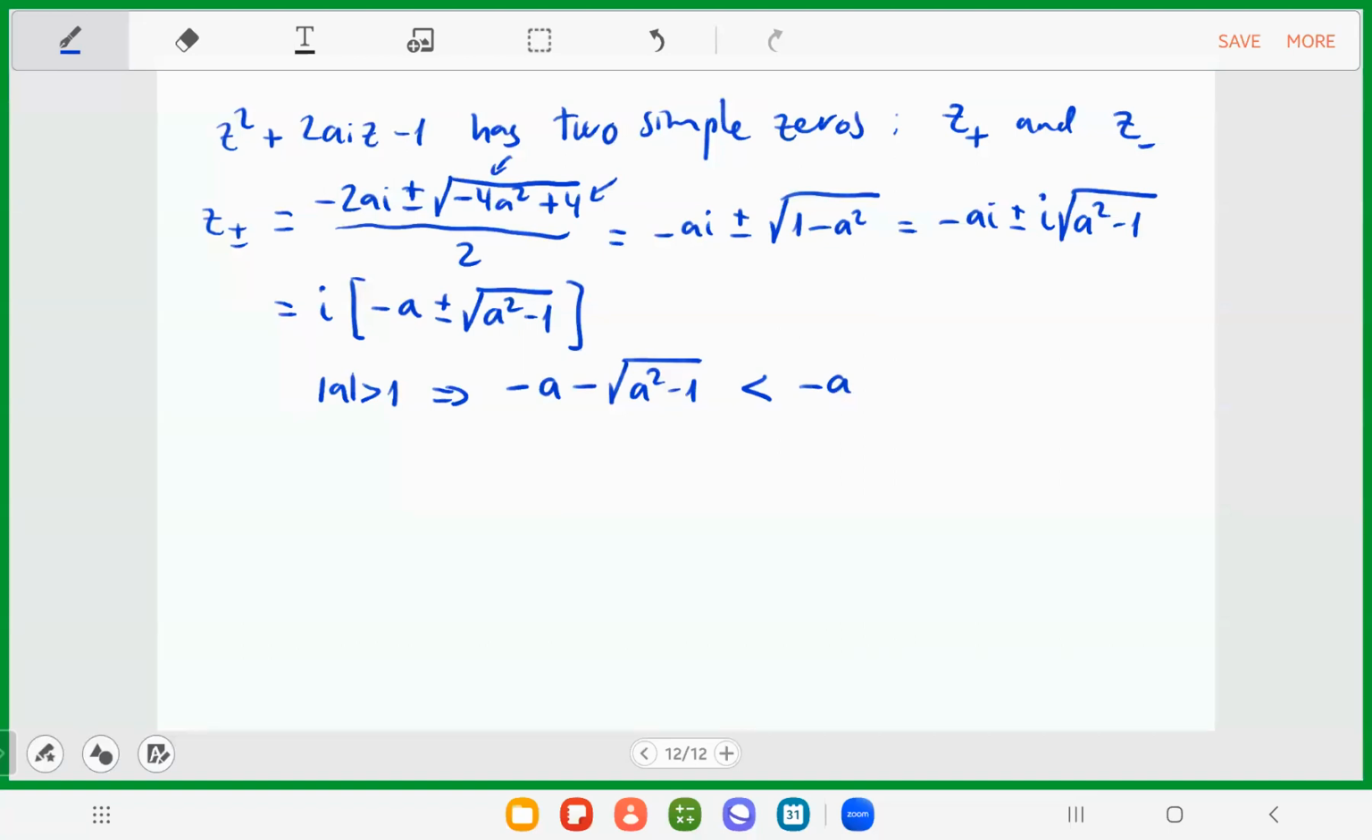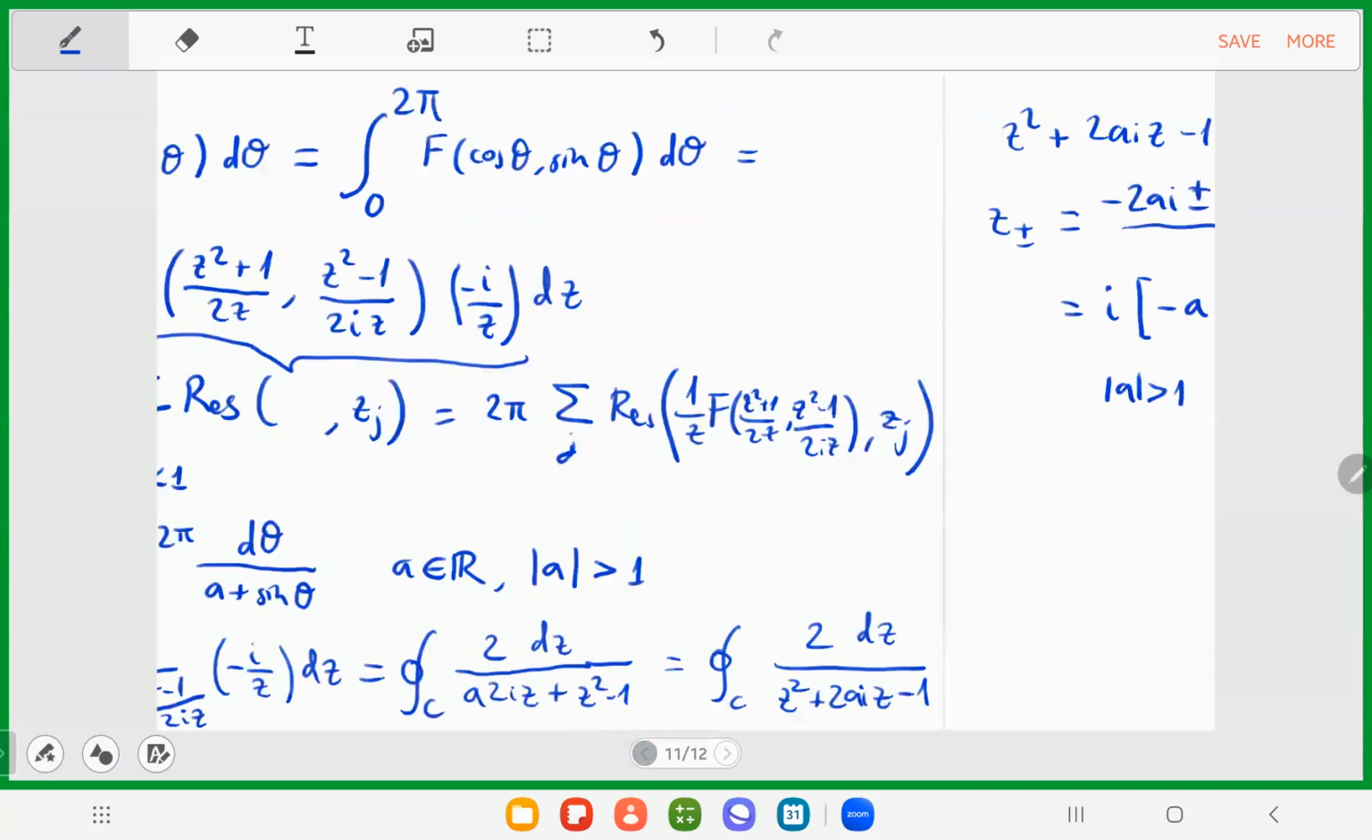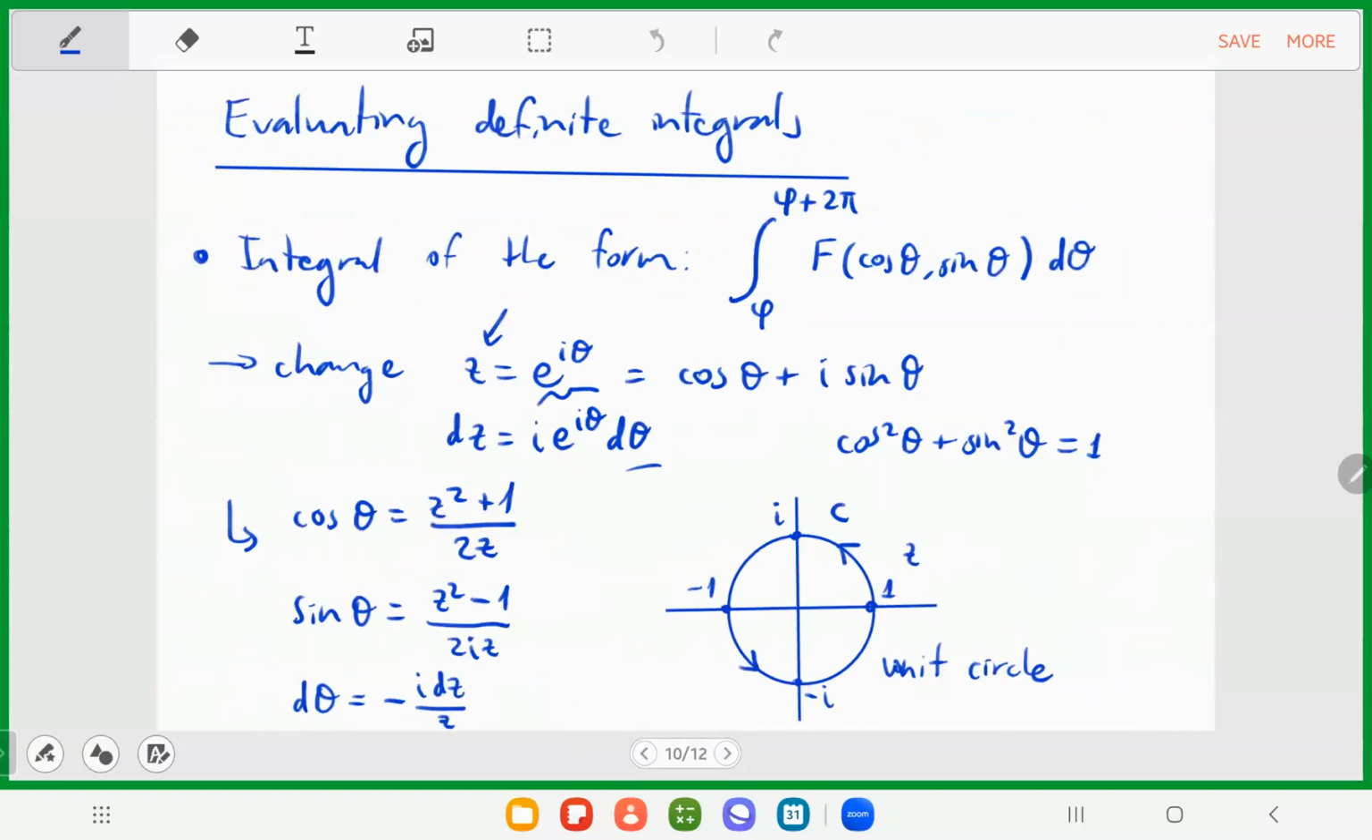If a is larger than 1, this will be less than minus 1. If a is smaller than minus 1, you can see that this will be larger than 1. That means the absolute value of this is for sure larger than 1. Why do I care about that? Well, because if the absolute value of that number is larger than 1, that number multiplied by i would be on the imaginary axis, but outside of the unit circle.